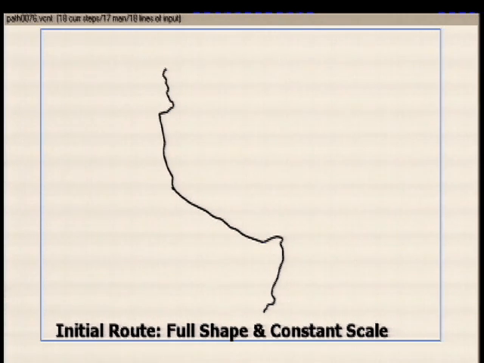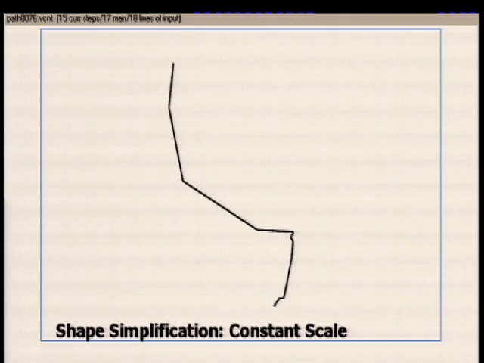Short roads are not visible, and excessive shape makes it difficult to differentiate roads. Shape simplification removes unnecessary shape while preserving the topology and overall shape of the route.